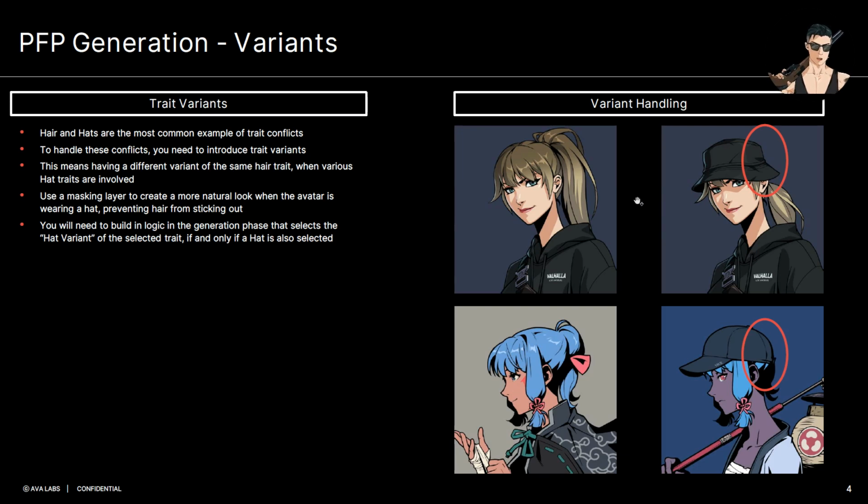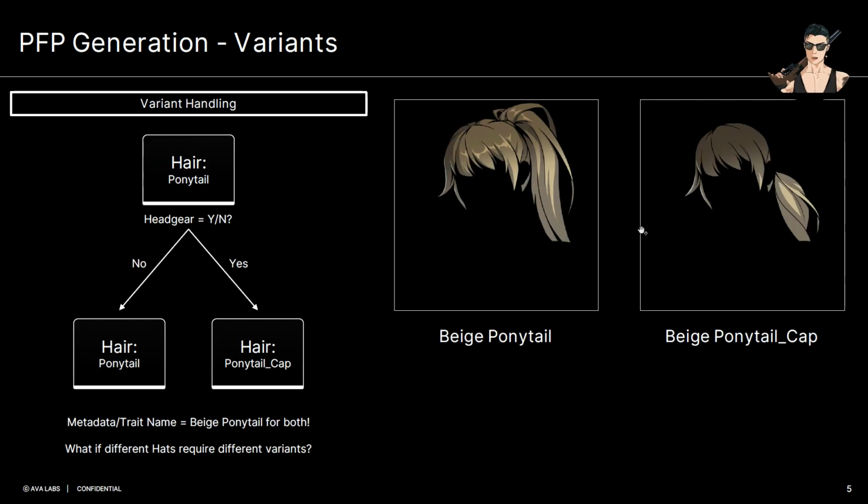So this obviously is a lot harder to do both on the art side and on the generation side. You'll need to build in logic in the generation phase that selects the hat variant of that particular hair if and only if a hat is selected. So, for example, you'll have this beige ponytail, which is the normal variant, and then beige ponytail, which is the hat variant, to make it work with hats.